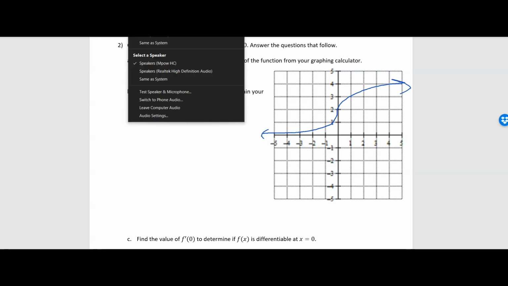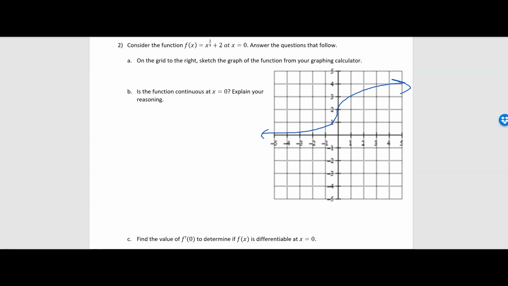So let's think about it. Is the function continuous? Is the function defined at x equals 0? Well, it sure is. The y value there is 2. Does our function have a limit that exists at x equals 0? Right? So as I approach from both sides, is it approaching the same value? Well, it sure is. Both one-sided limits are approaching 2 from the left and the right-hand side. So the first two criteria are met.